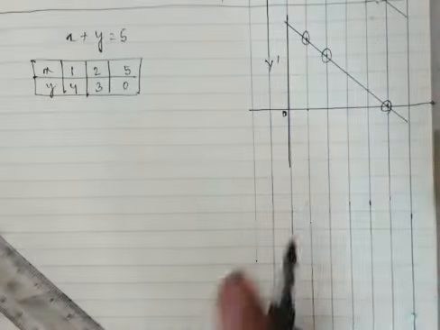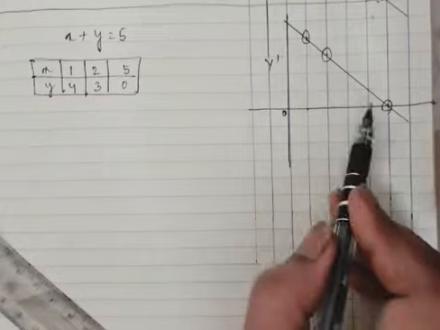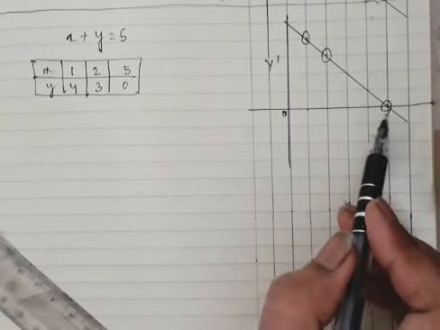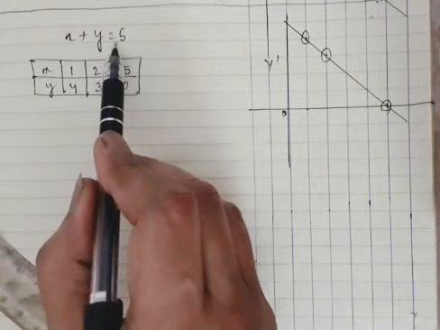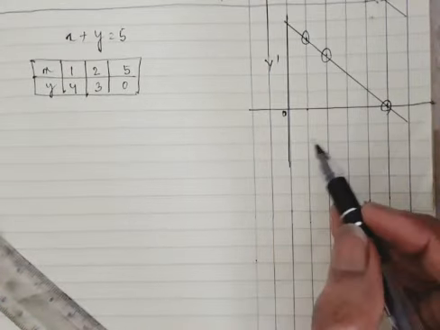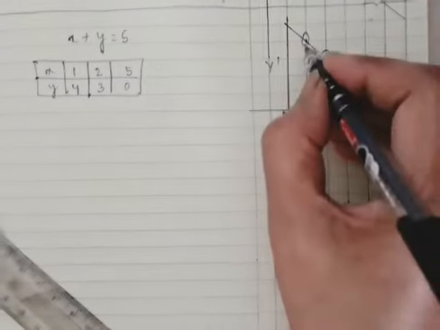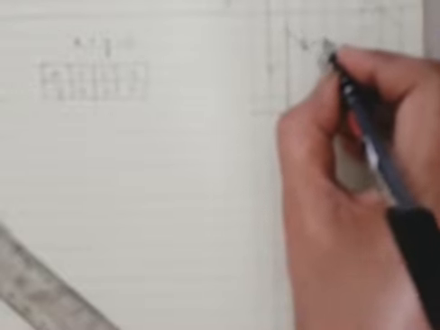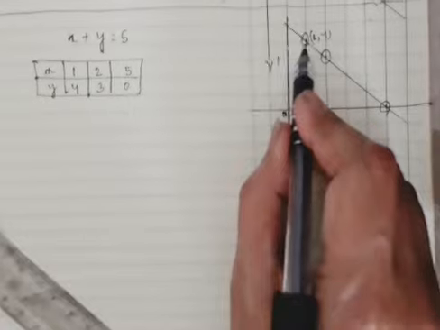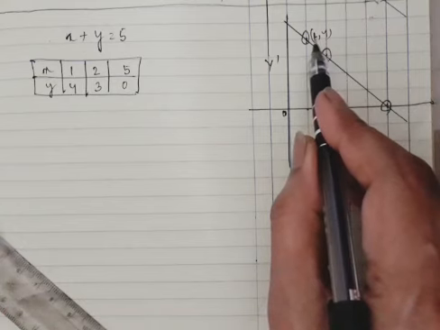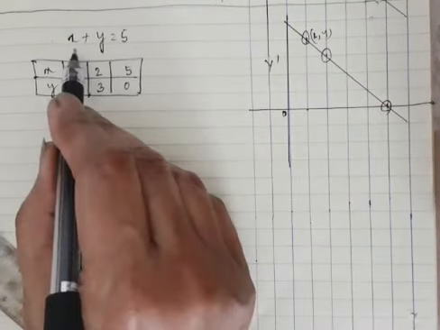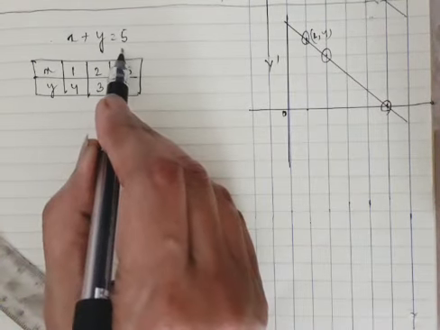Now you will see all these points come on the same line, or we can say this line is the graph of this linear equation. And again you see here the coordinate of this point is 1, 4. So this point lies on this line. Then this 1, 4 is a solution to this linear equation.